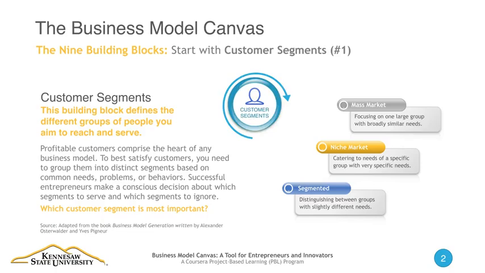Customer segments typically fall into 3 categories. The first one is what's called the mass market. This is where we focus on one large group with broadly similar needs. Next is niche markets. Sometimes it's better to cater to the needs of a very specific group with very specific needs. And then last is segmented markets. This falls somewhere in between mass and niche markets. This is where we distinguish between groups with very slightly different needs.